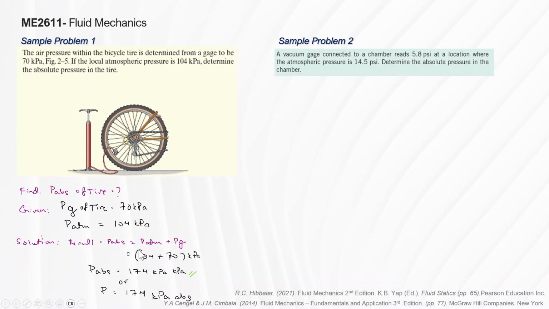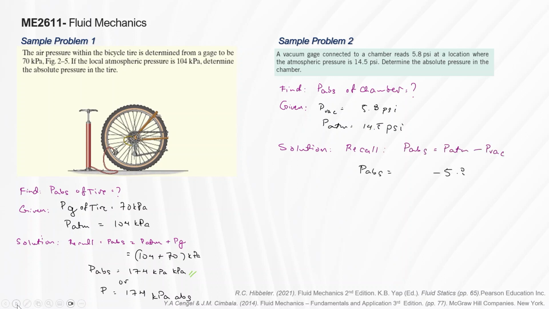Technically, you can follow the same formula, but knowing that it's a vacuum gauge, the value should be negative. So that's atmospheric pressure plus minus 5.8, which gives 8.7 PSI. It's kind of awkward to write PSI abs, but normally on the label, that's enough.